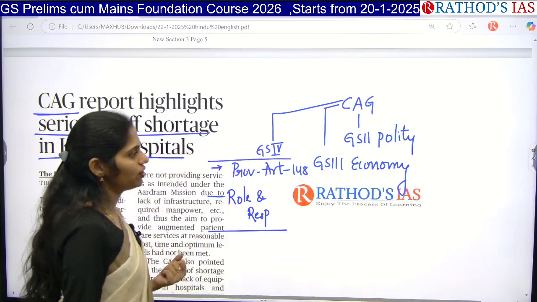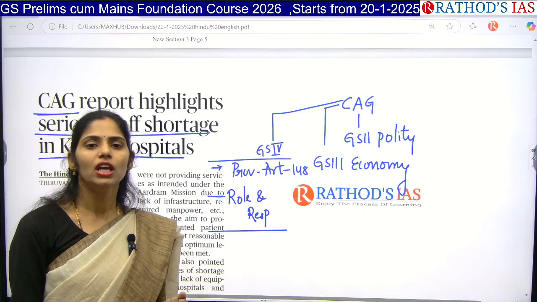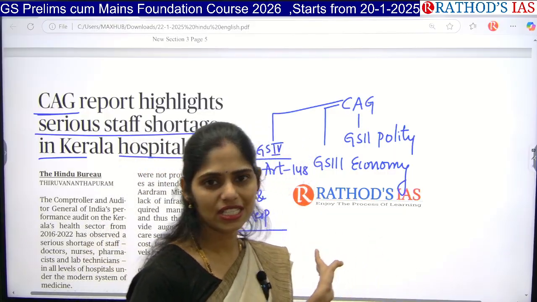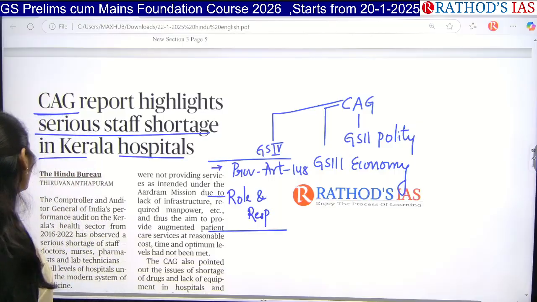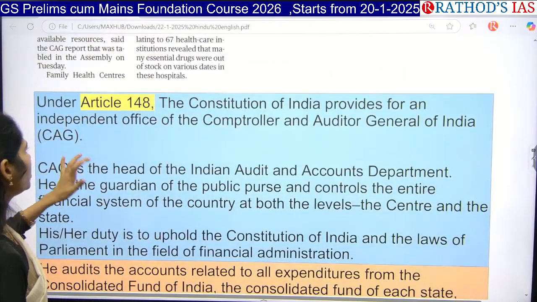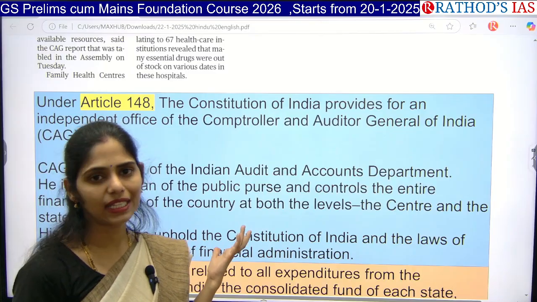Okay, so if you see that, that is enough. And from the economy point of view, how can we manage the public fund efficiently? From that point of view, you can see this article, right? Now let us see the context clearly. It says that the CAG report is saying that there are lots of inefficiencies happening in Kerala.